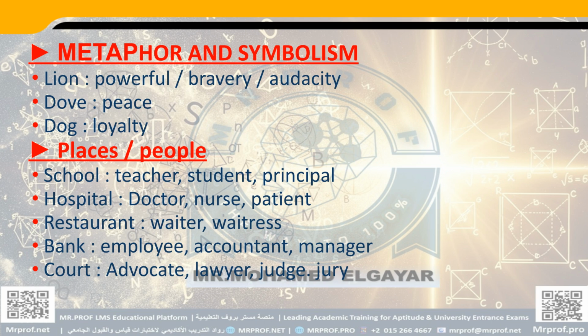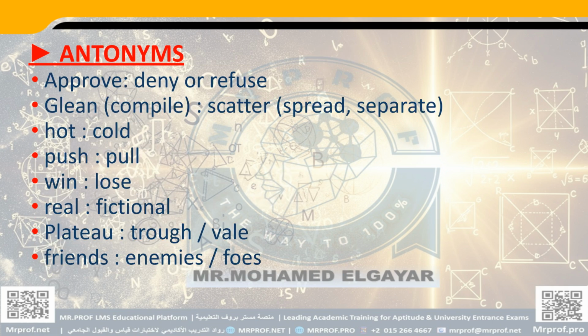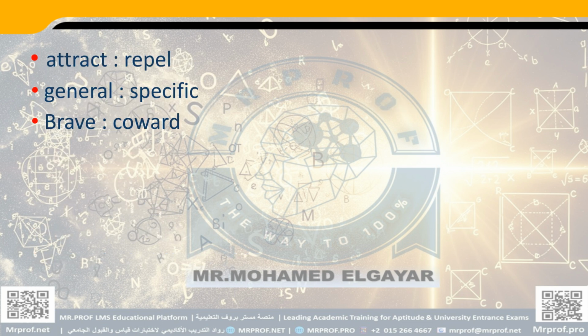Metaphor and symbolism connect objects to the abstract ideas they represent, like a lion symbolizing bravery, or a dove symbolizing peace. The places/people category links a location to the people found there, such as school to teacher or court to judge. Antonyms describe a relationship where the words have opposite meanings. Examples include approve and deny, hot and cold, win and lose, and friends and enemies. Additional antonym pairs include attract and repel, general and specific, and brave and coward.